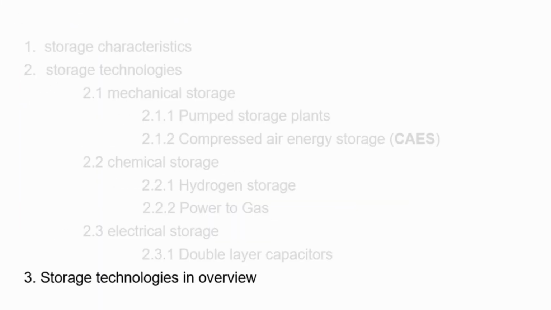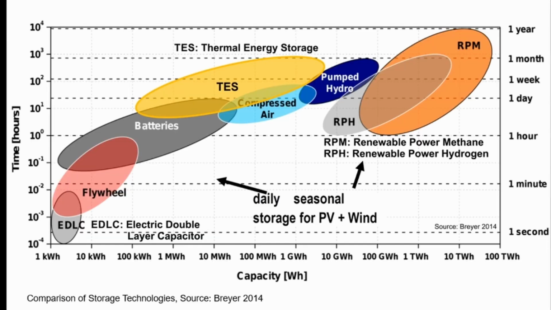At the very end of the lecture, I still want to discuss the storage technologies in overview. So we have here the capacity on the x-axis, and on the y-axis the discharge time in hours. For very short times, you have your double-layer capacitors, which we discussed, in gray color, or you can use a flywheel as a mechanical storage, or conventional batteries. If you want to go to longer-term storage, as we mentioned already, compressed air storage, or here in dark blue, the pumped hydro storage power plants, or here the renewable power methane.